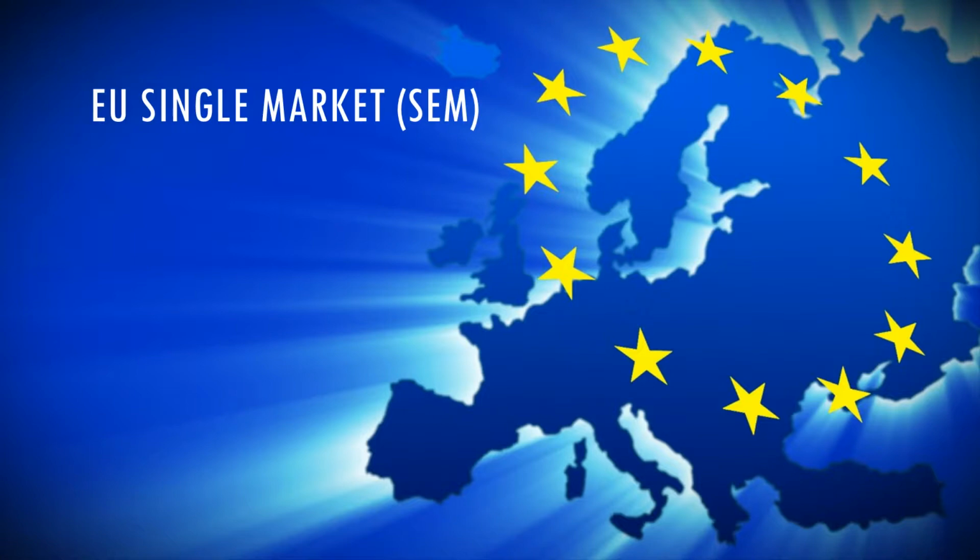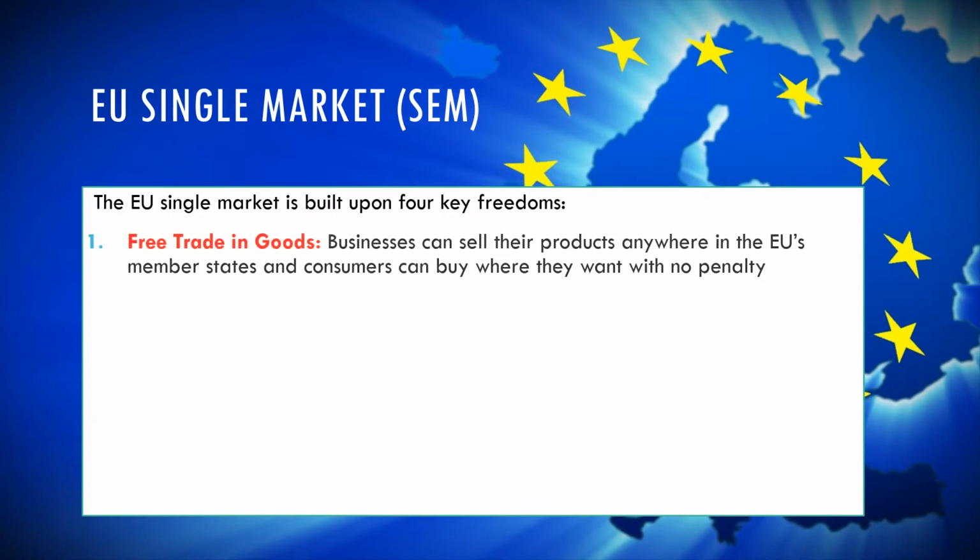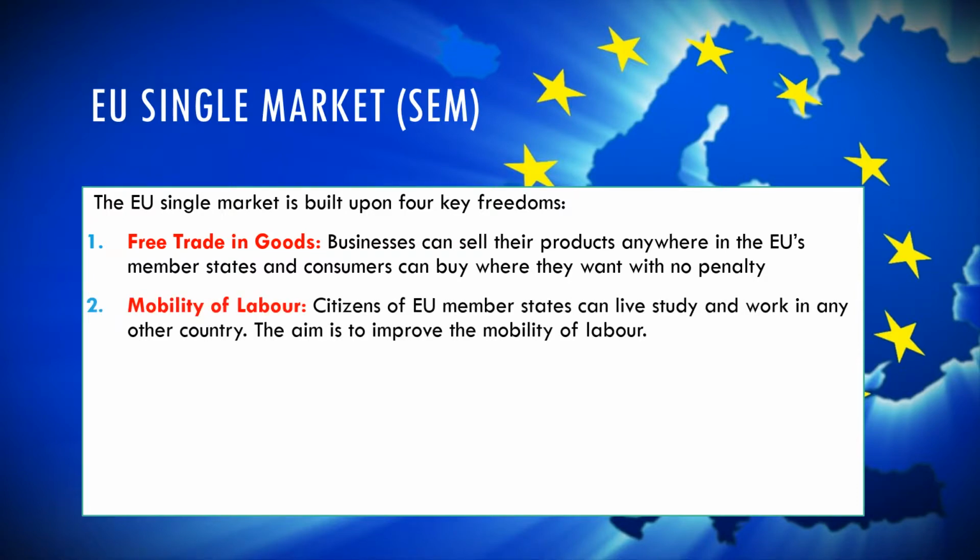So the European single market, sometimes known as the SEM, the single European market, is based on four key principles. And the first is that as part of this trading bloc, there is free trade in goods. So businesses can sell their products anywhere in the EU without any tariffs, without any quotas, and there can't be any penalties. The second one is mobility of labour.